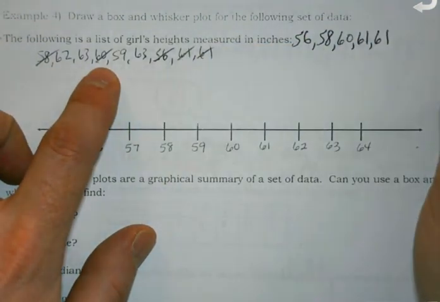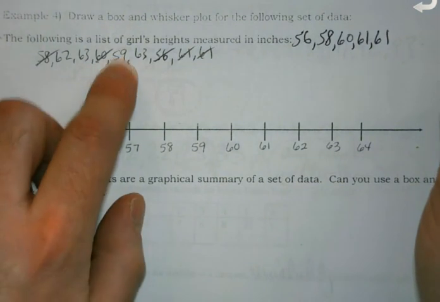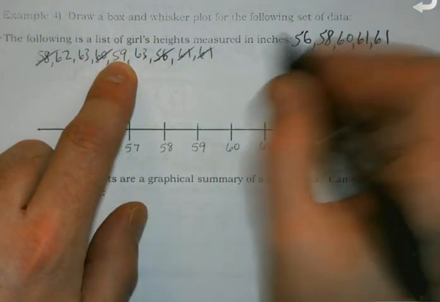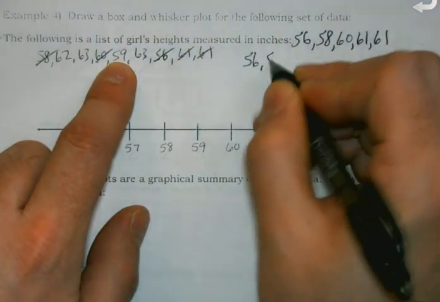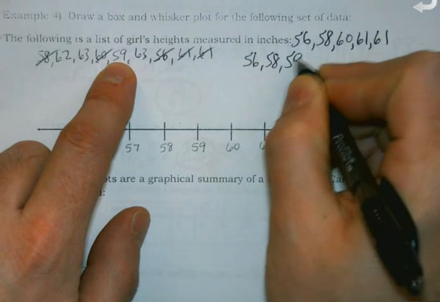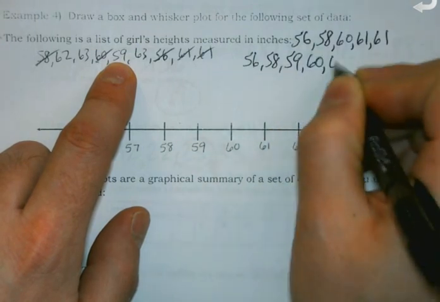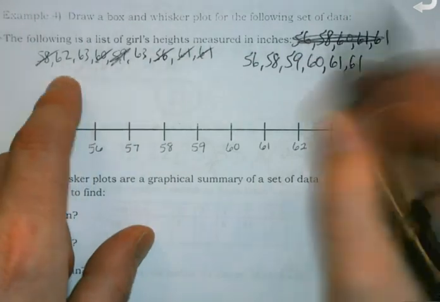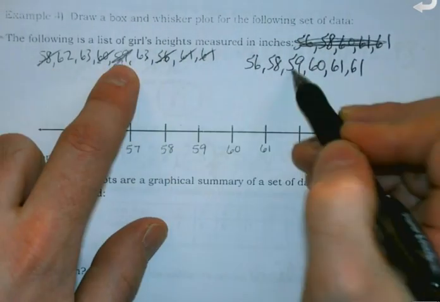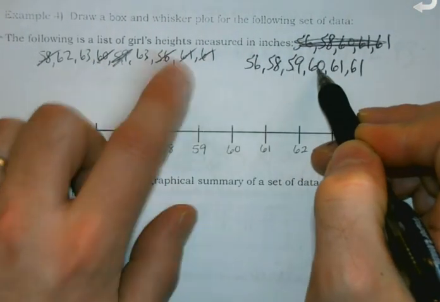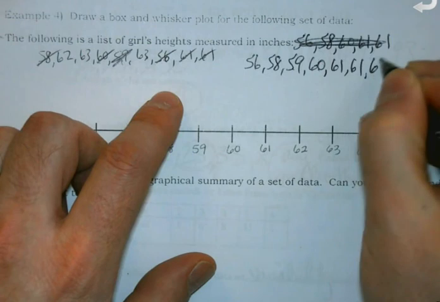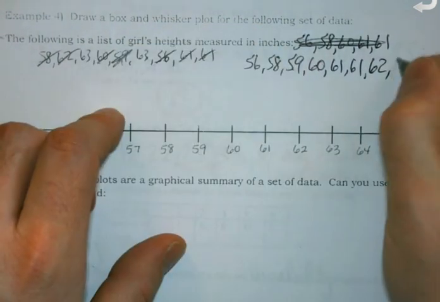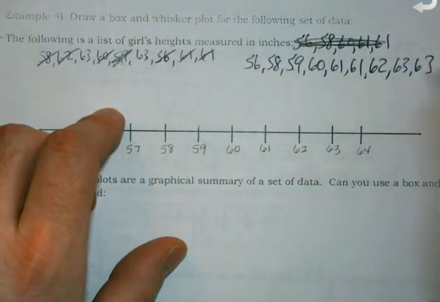Oh, Hardy, what'd I do? Forgot the 59. All right. Again, another advertisement for why I shouldn't be using a pen right now. All right, let me make sure I'm good again here. 56, 58, 59, 60, 61, 61. Okay, now I'm good. 62, and a couple of 63s. Okay.